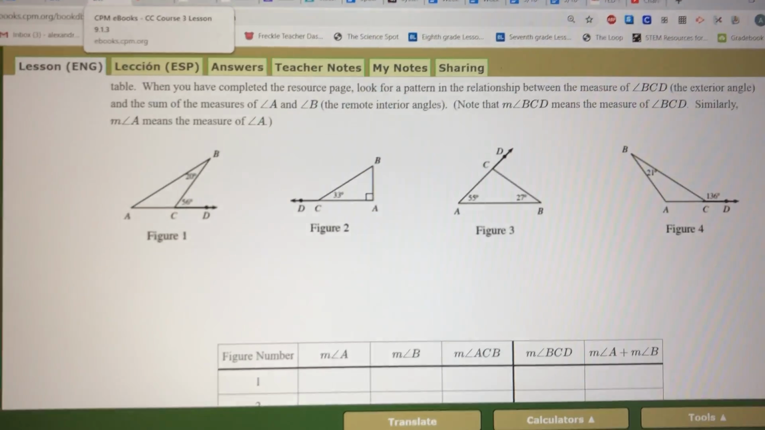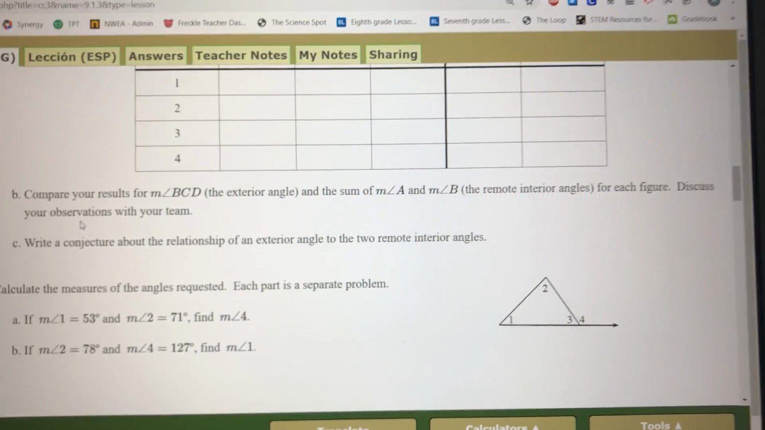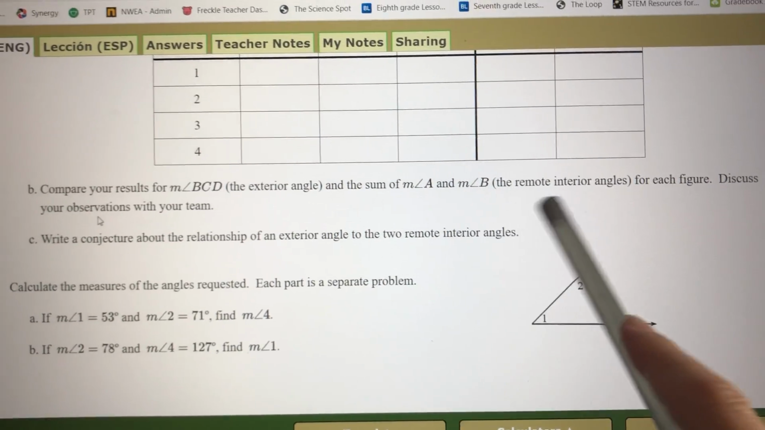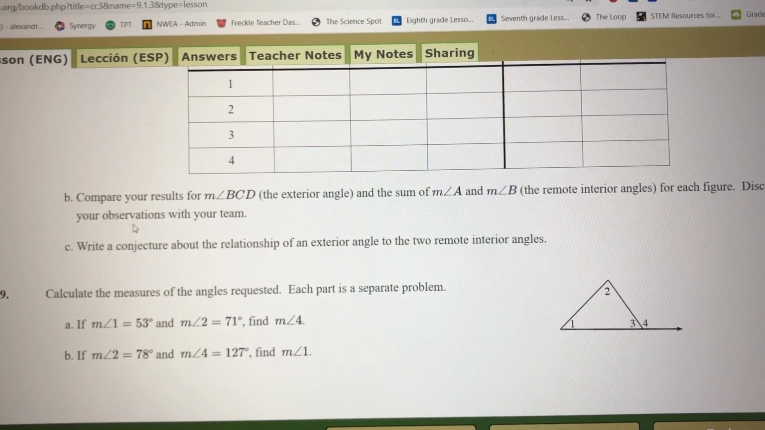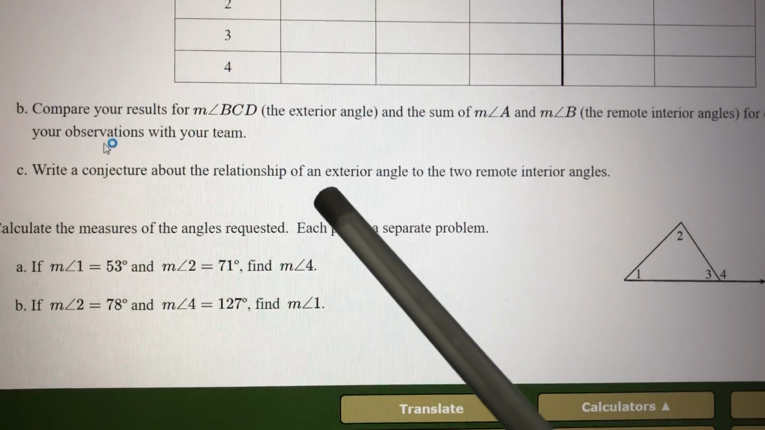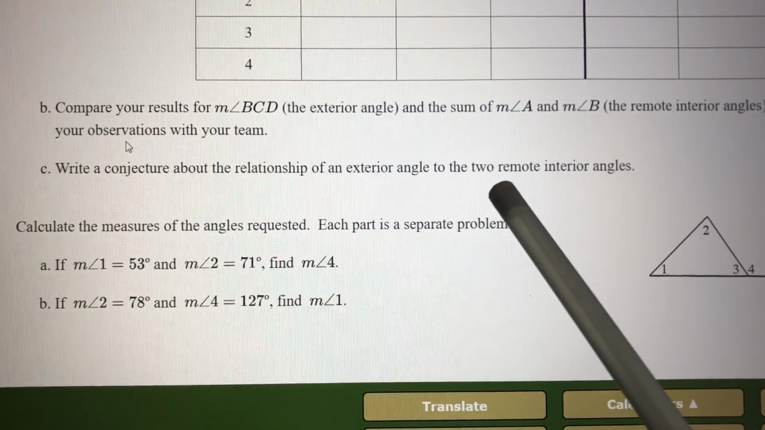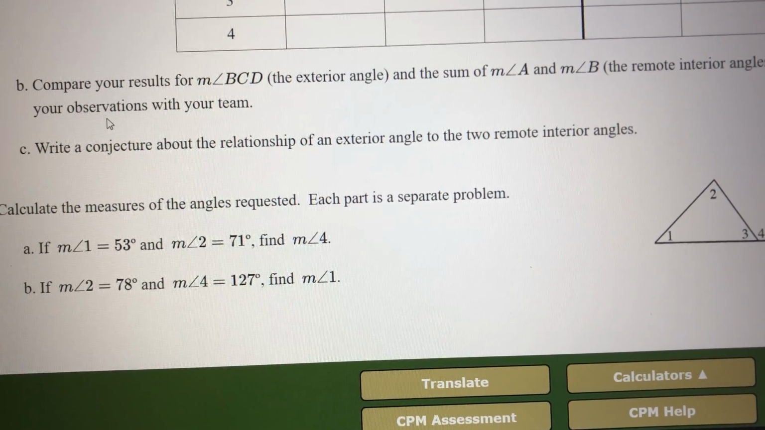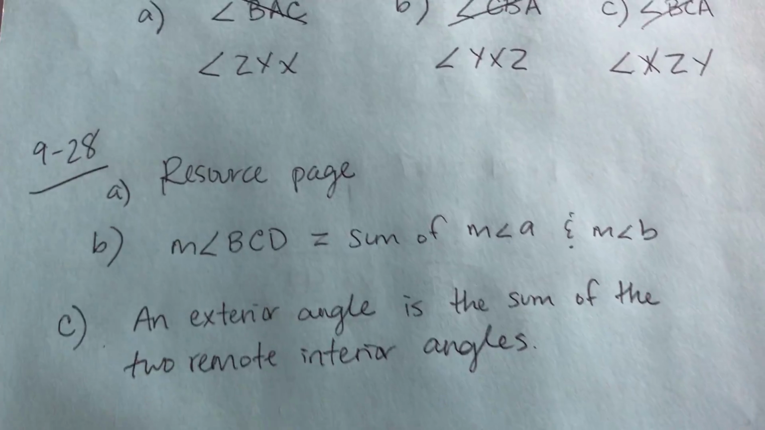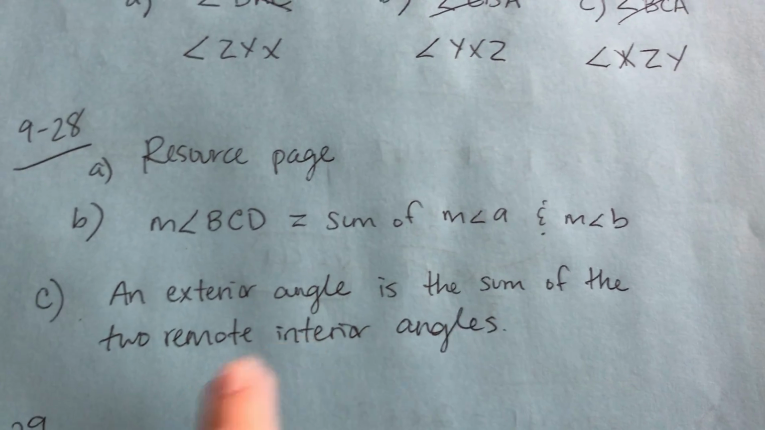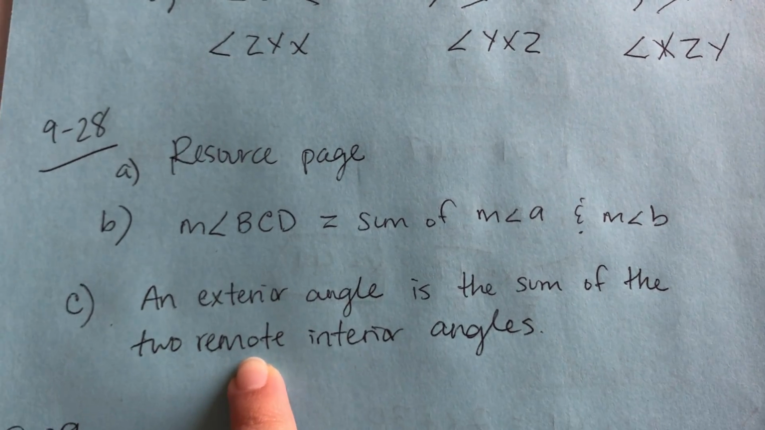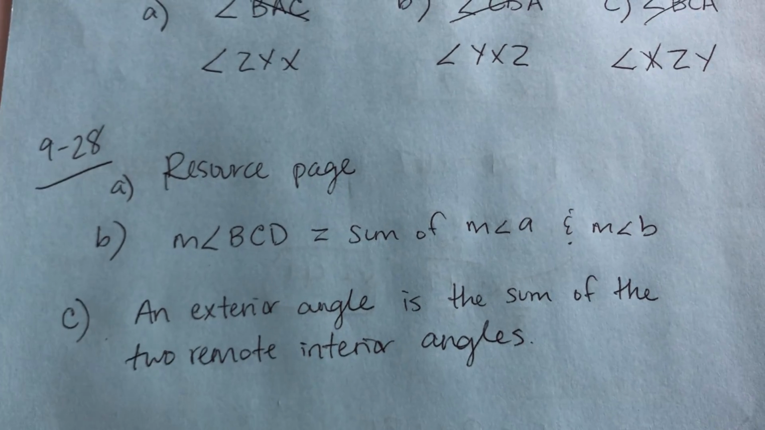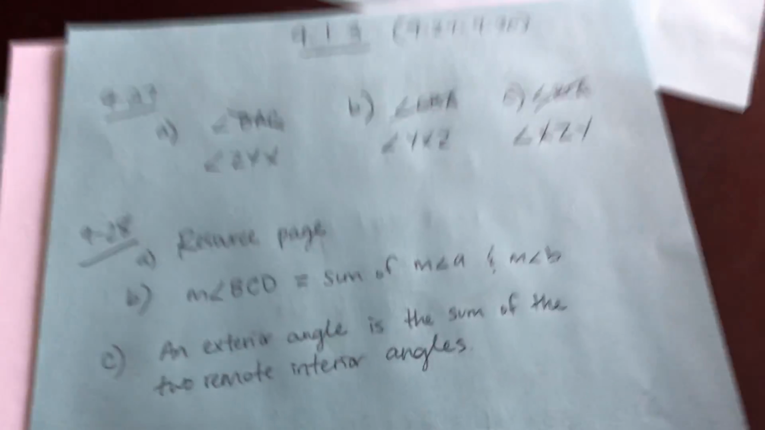So that's what part B says, it says compare your results, which is what I was just talking about, and the sum of those. Discuss your observations. So we notice that angle A plus angle B is always equal to BCD. So now it says write a conjecture, or like a statement, about the relationship of an exterior angle to the 2 remote interior angles. So I wrote a little statement, and I'll show you once I find it. My statement is this: an exterior angle is the sum of the 2 remote interior angles. Remember, remote interior means those 2 angles inside the triangle that are farthest away from that exterior angle. Okay, so I would pause it here to write that down, and we'll be moving on.